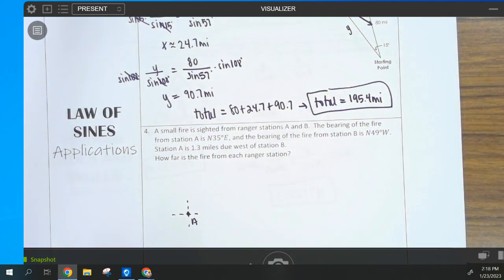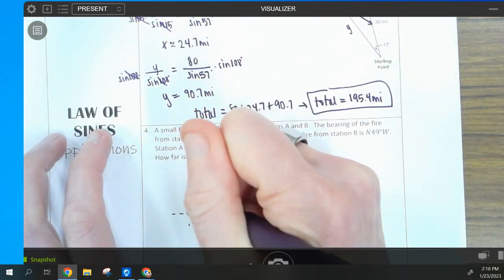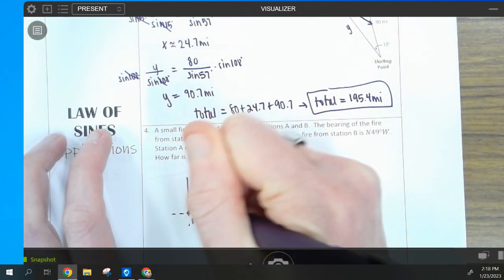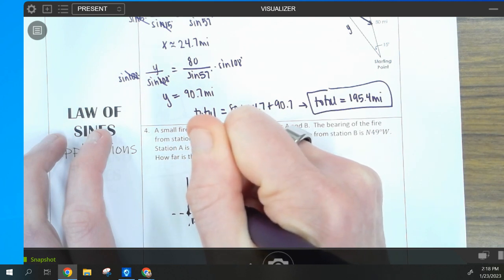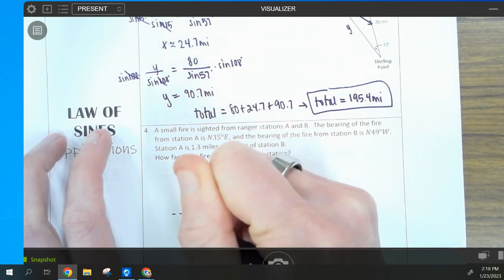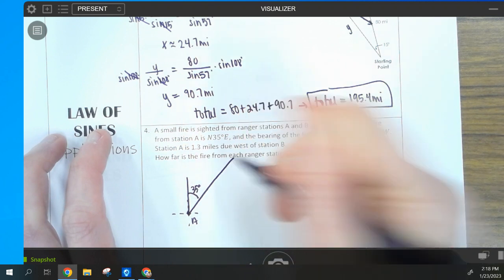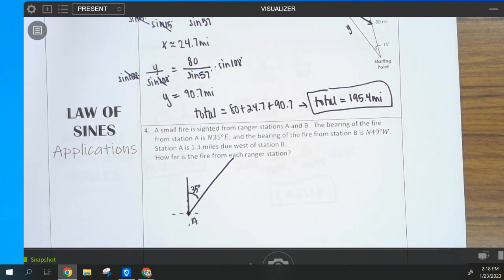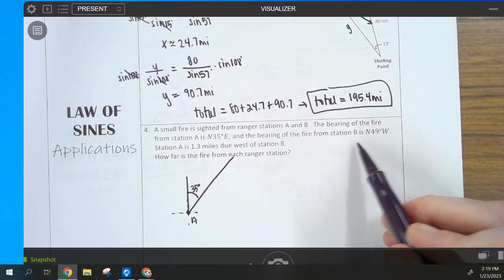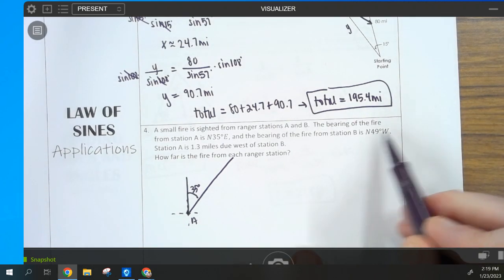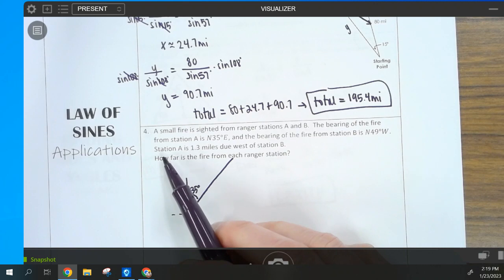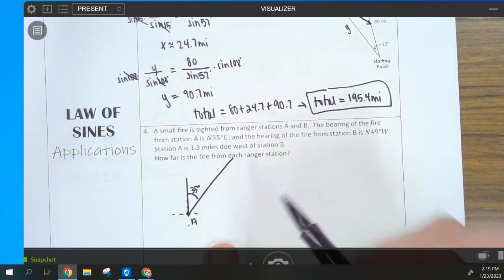So I'm going to draw my point A randomly on my paper. 35 degrees east of north, I'm going to draw my north line and rotate 35 degrees towards the east. And then my fire was spotted somewhere on that path. And then the bearing of the fire from station B is 49 degrees west of north. And I also know that station A is 1.3 miles due west of station B.